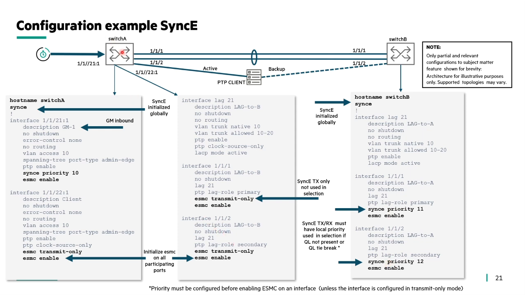Now going back to this switch, it's only transmitting SyncE, so we've only got transmit-only ESMC enabled for this switch leading to this switch. For client ports, which is 1/1/21 and 1/1/2 on this switch, we've just got ESMC transmit-only enabled here, and then 1/1/2 down to this client here. Now, a word on the priority earlier. When you configure ESMC or SyncE, you must configure the SyncE priority first, then enable ESMC on the interface, unless, of course, the interface is a transmit-only interface, then it doesn't matter. So that's the SyncE part.